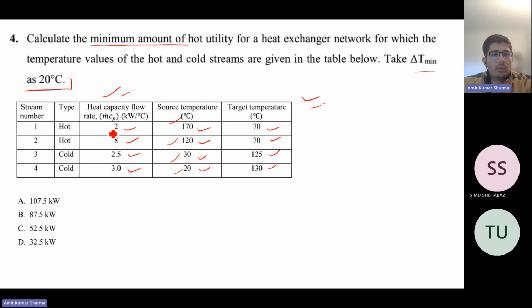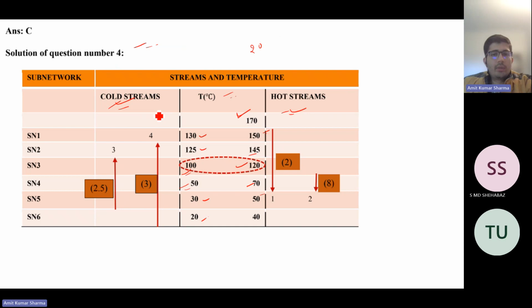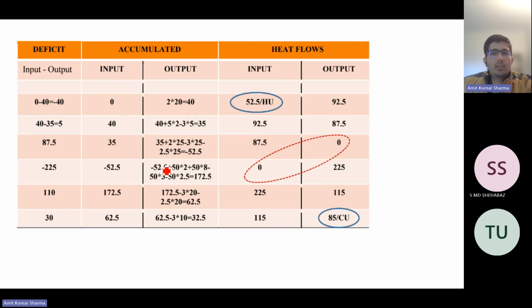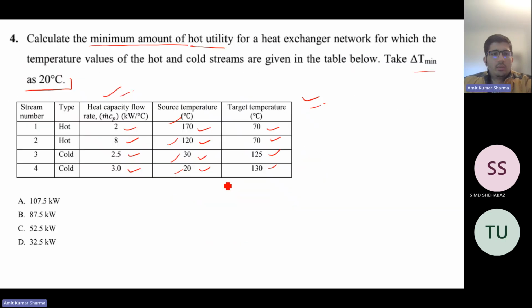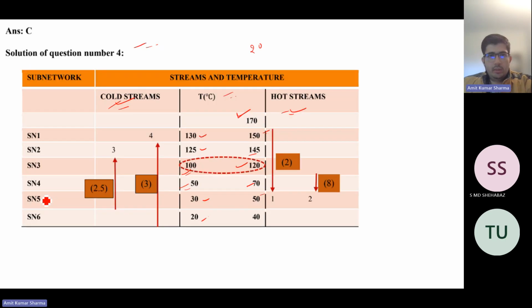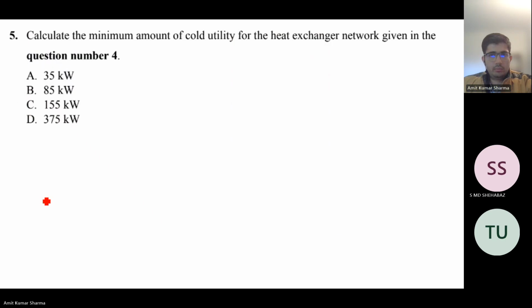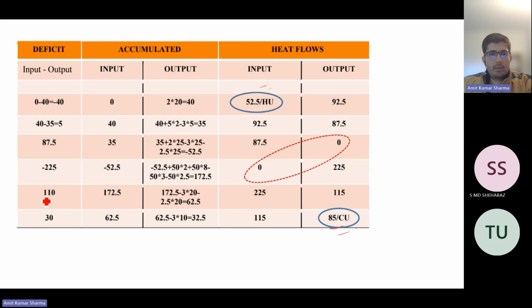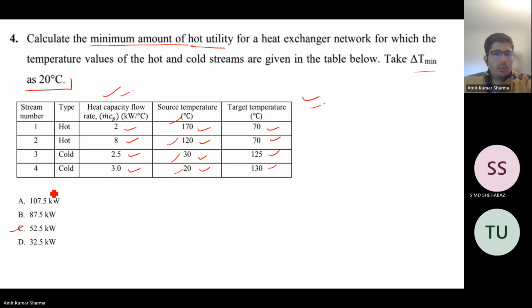Okay, so we have to calculate the minimum amount of hot utility. After the complete calculation, this is the answer for hot utility: it will be 52.5, and for cold utility it will be 85. So 52.5, so the correct option will be option C. Answer is C.